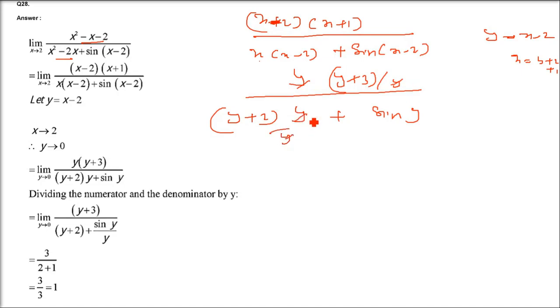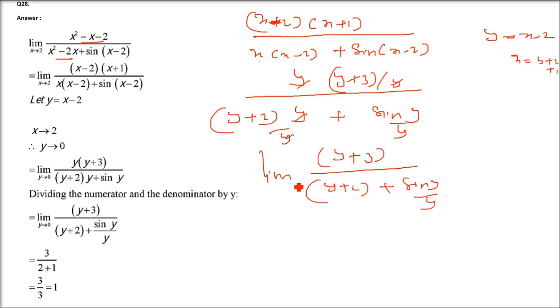So now dividing by y, this gets cancelled, sine y by y, dividing numerator and denominator by y. You have y plus 3, then you have y plus 2 here, then you have sine y by y is going to be 1, applying the limit. So if x is tending to 2 and we have written y as x minus 2, so y is tending to 0, because 2 minus 2 is 0. So now apply the limit, y as 0, so 0 plus 3 is 3, 0 plus 2 is 2, sine y by y is going to be 1, so 3 by 3, 1 is going to come.